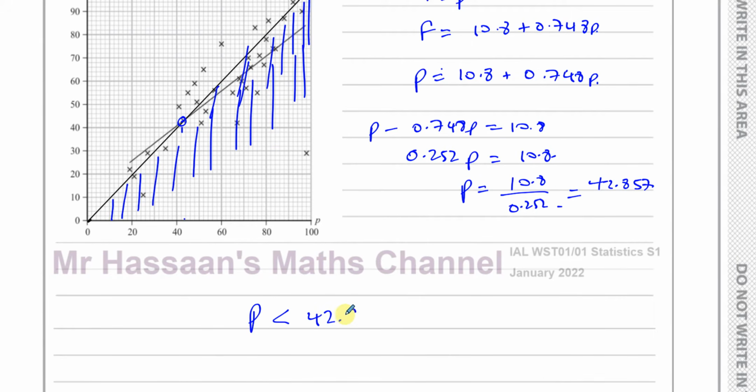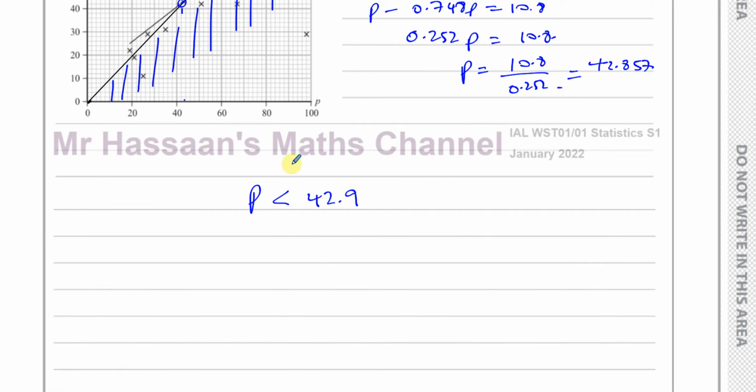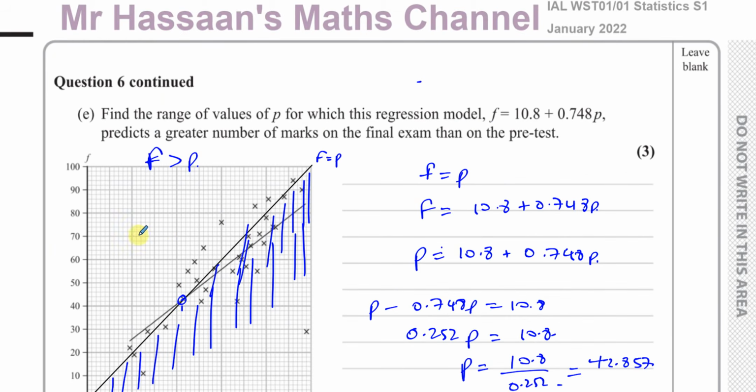When P is less than 42.9, that's when the final mark will be greater than the pretest. Okay, when F is greater than P. In that region here where F is greater than P, that's where F is equal to P, and in this region here above that is where F is greater than P. So that's what we're trying to find here. So that's the answer to that part of the question, which is part E, sorry.